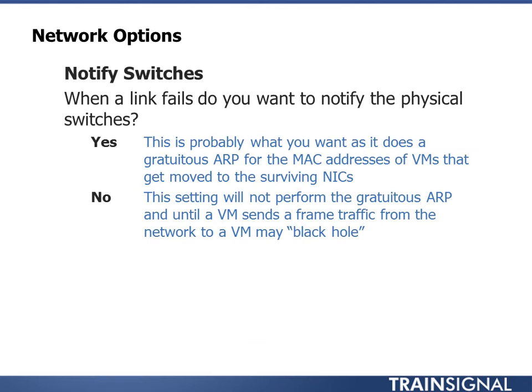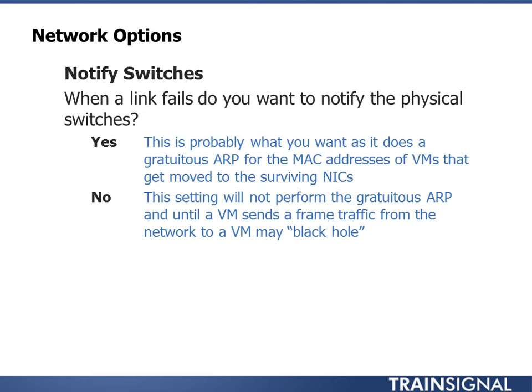Another one is notify switches. So when a link fails, do you want to notify the physical switches up level? Most of the time you want to say yes to this. So what happens is if I have 2 NICs, and let's say I've got a bunch of VMs, and half of them are load balancing across NIC 1 and half of them are load balancing across NIC 2. NIC 1 fails. Does the switch up level know that?